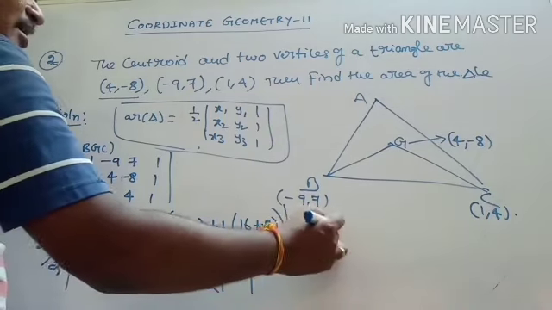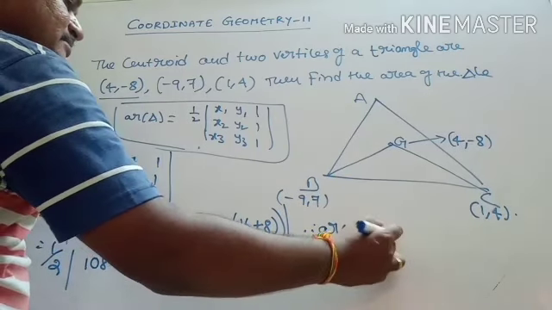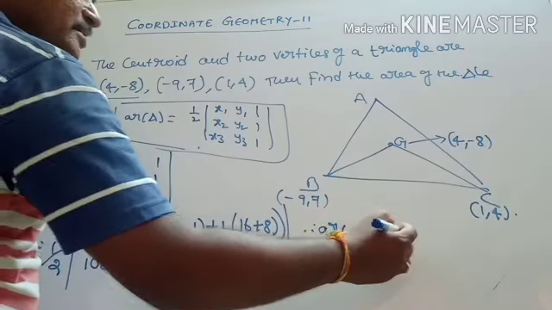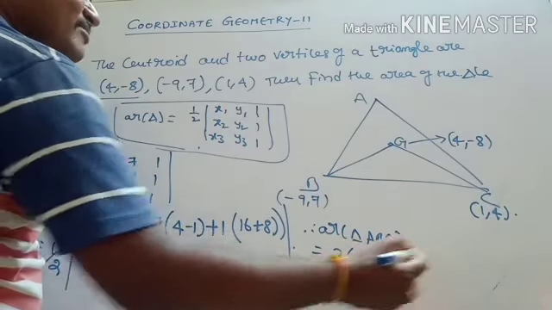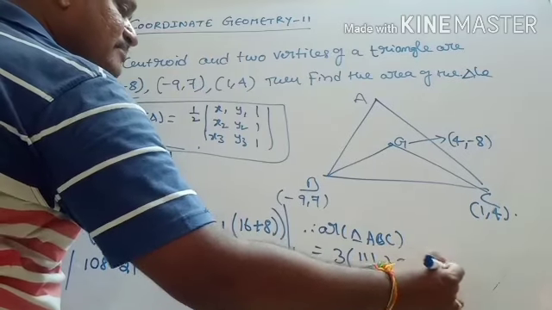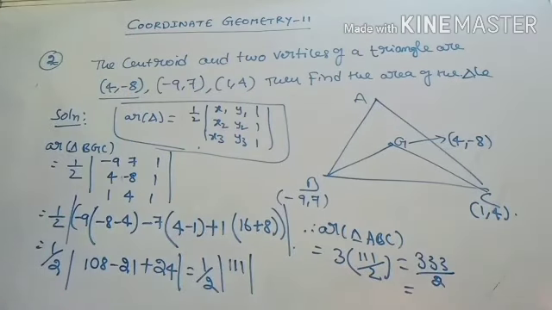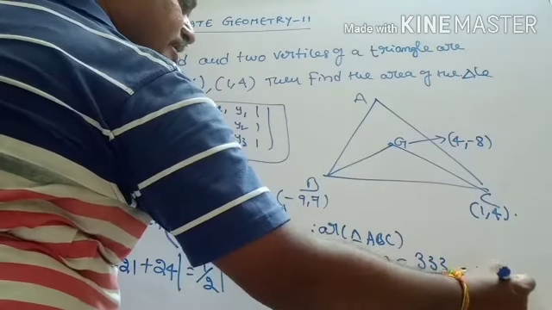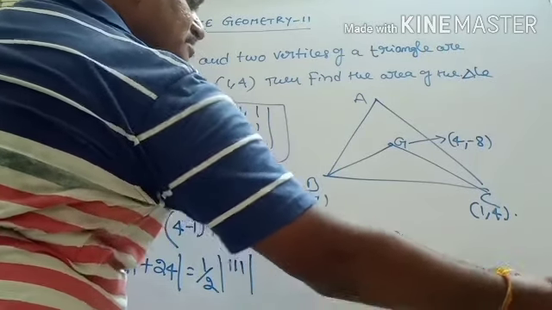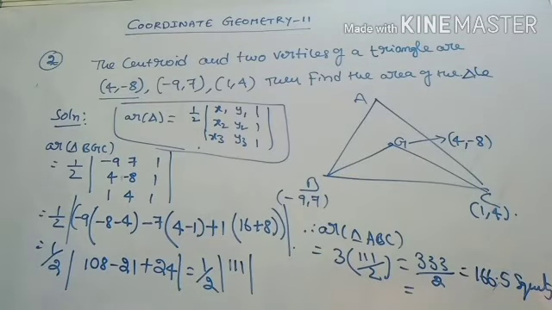Therefore, the area of triangle ABC is 3 times 111 by 2. If you simplify this, it is 333 by 2, and if you find 333 by 2, you are going to get the value as 166.5 square units.